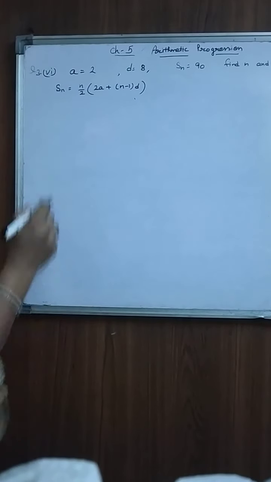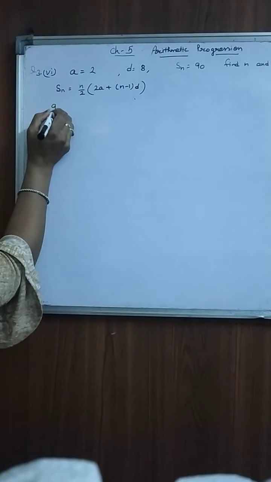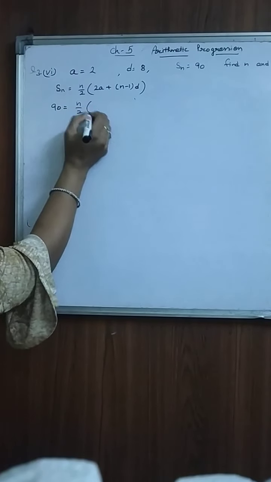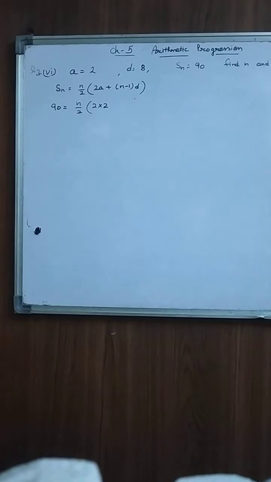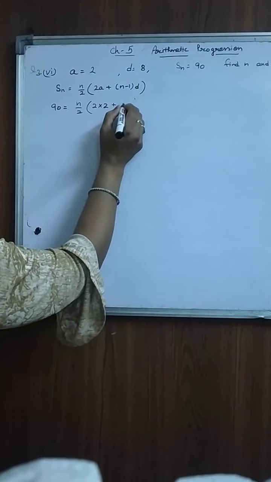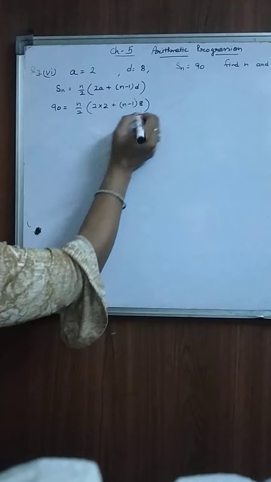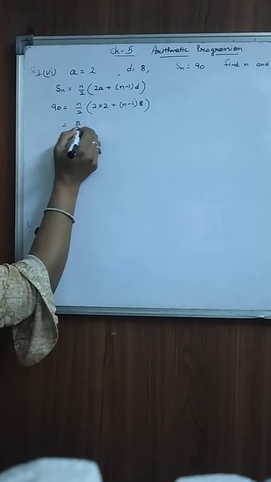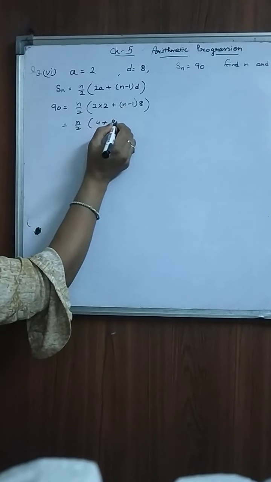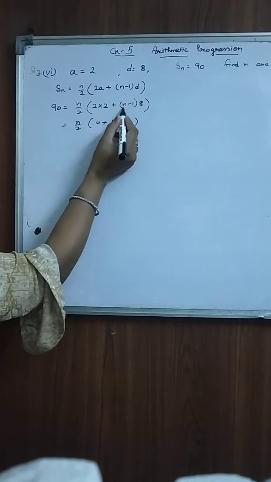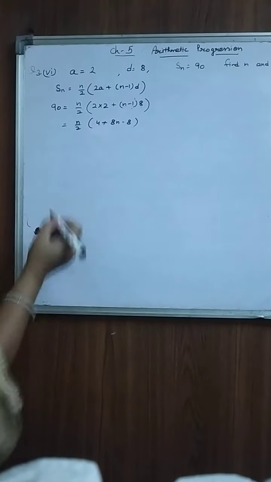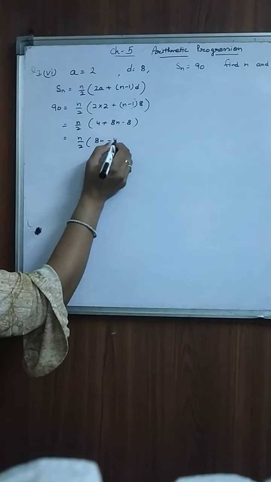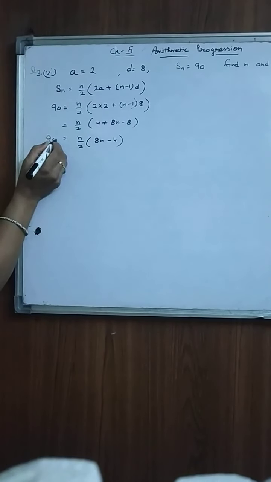So let's solve it. Let's use this formula. Sn value is given, n by 2. Sorry, 90 equals n by 2 into 2a. The a value is 2 plus n minus 1 into d, and the d value is 8. Let's solve it. n by 2 into 4 plus 8n minus 8. I have multiplied this 8 with both the terms. Now I have got n by 2 into 8n minus 4 is equal to 90.